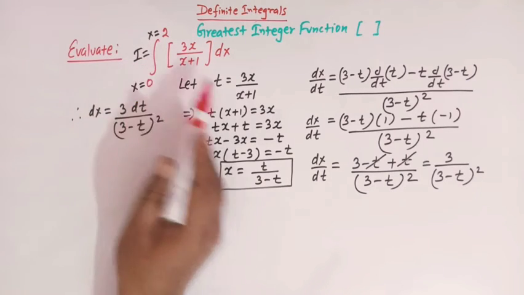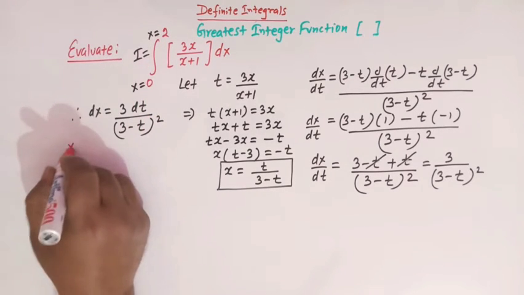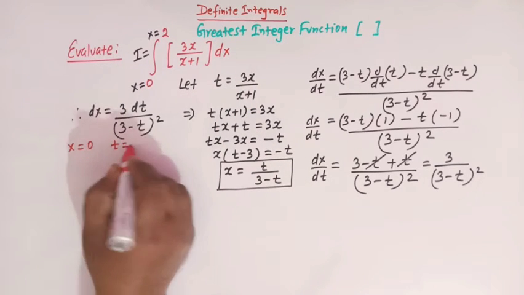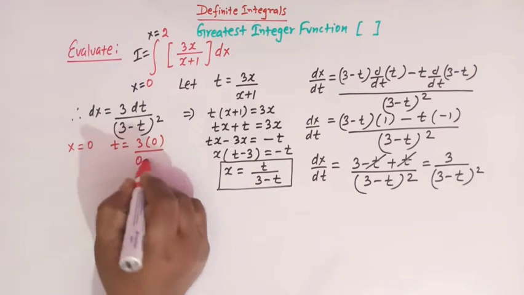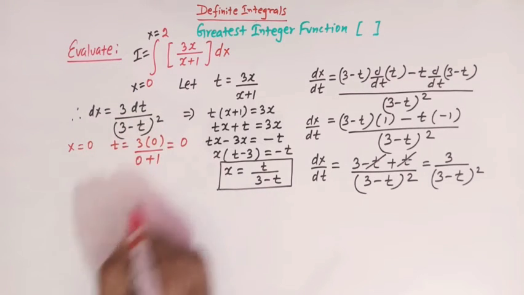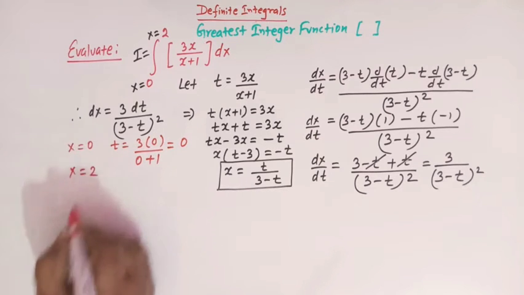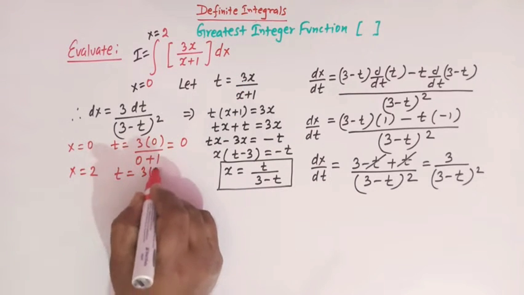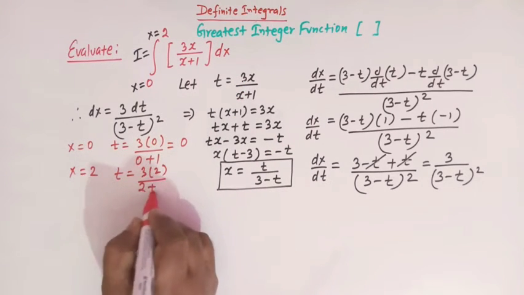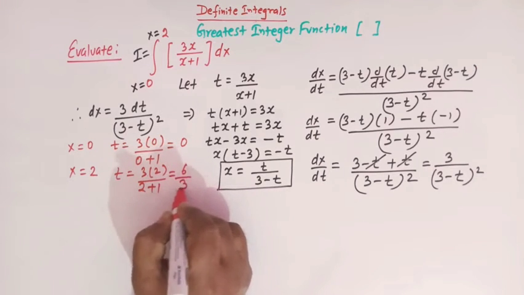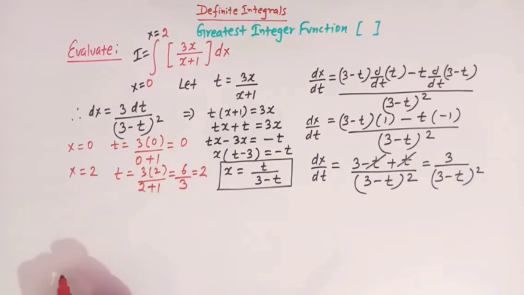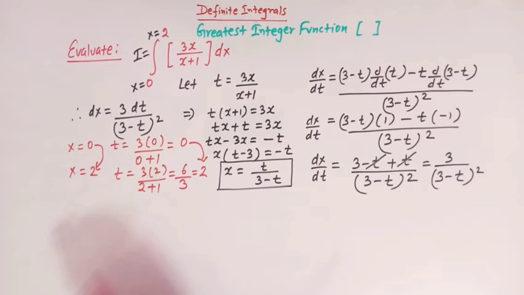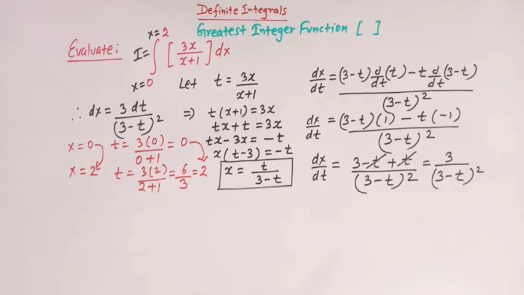And now let us change the limits accordingly. When x is 0, t is 3 times 0 over 0 plus 1, that is simply 0. And when x is 2, then t is 3 times 2 over 2 plus 1, so we have 6 over 3, that is 2. So when x varies from 0 to 2, t also varies from 0 to 2.